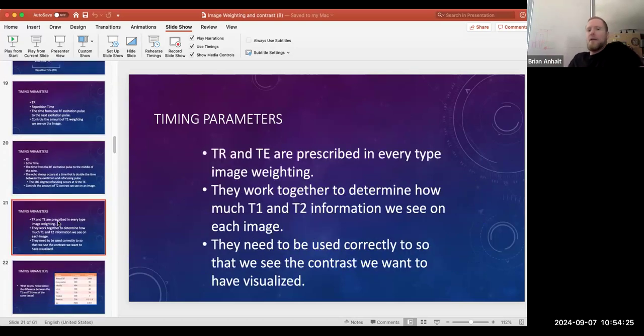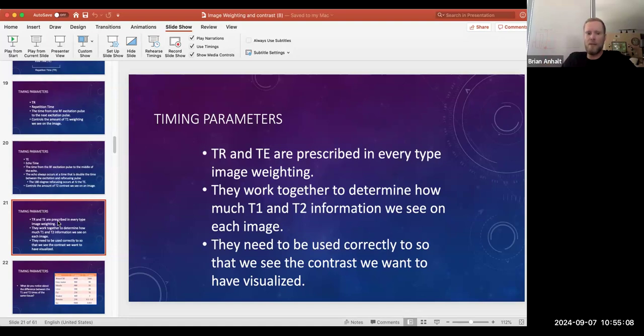People get confused though. They think in a T1 weighted image, I don't prescribe a TE, and in a T2 weighted image, I don't prescribe a TR, but that's not true. TR and TE are prescribed in every image weighting. If I have a T1 weighted image, I have to have a TR and a TE, and vice versa. If I have a T2 weighted image, there has to be a TR and a TE as well. They work together to determine how much T1 and how much T2 information we see on the image. They need to be used correctly so that we weight the image towards one contrast or another.